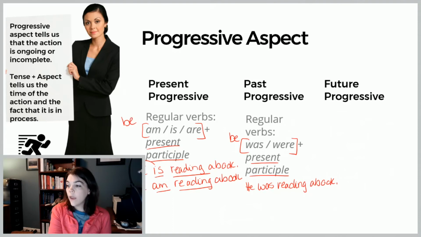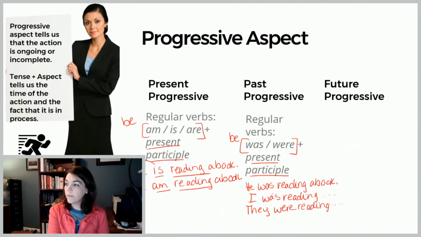Now, if we want to say I, what would it be? Not were. I also was reading a book. But the were comes when we say like they or you or we. Okay? So that's the difference between present and past. The difference we see is on that be verb. So be carries the tense. Be is going to tell us when the action happened.